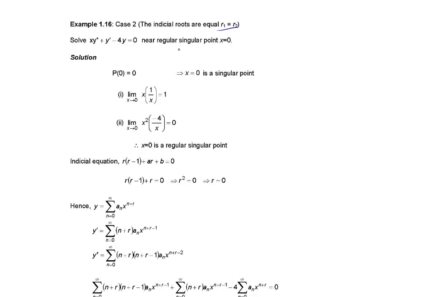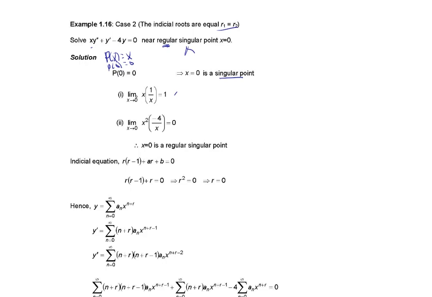So to show that this is a regular singular point, first we have to check the p. From here, our p(x) is equal to x. So that means p(0) is equal to 0. Since p(0) is equal to 0, we can say that x equals 0 is a regular singular point.